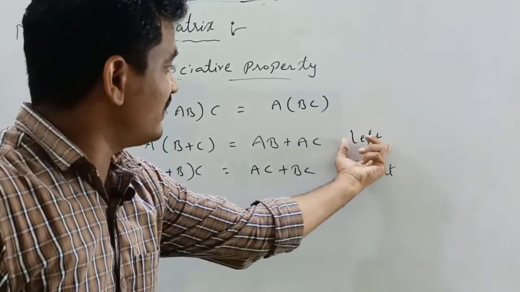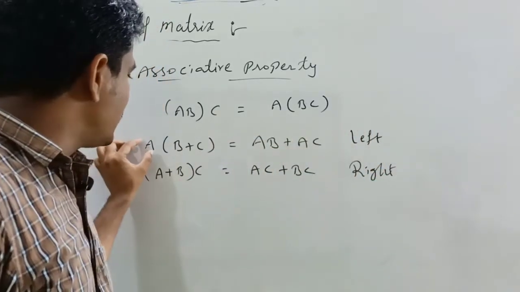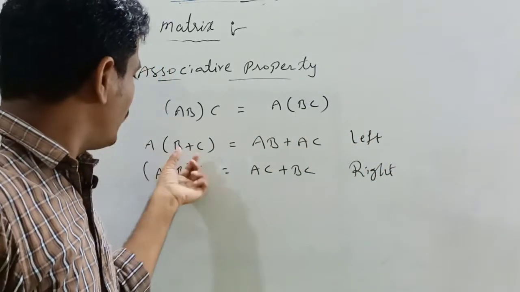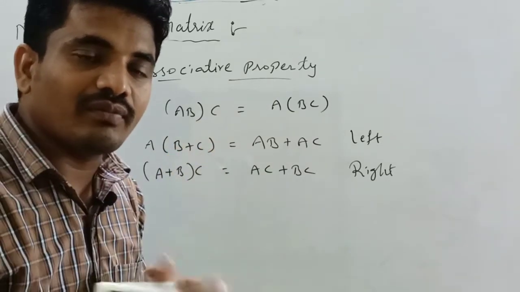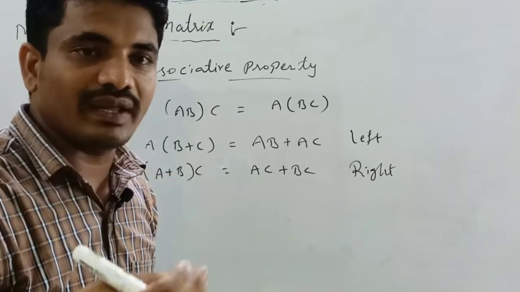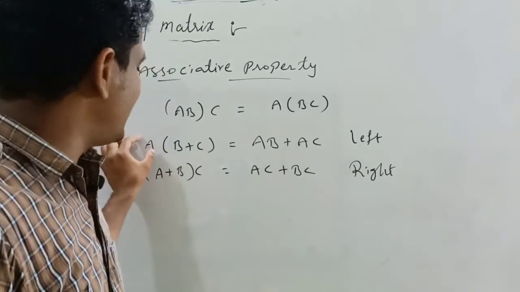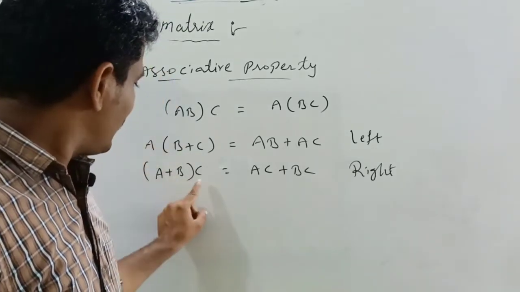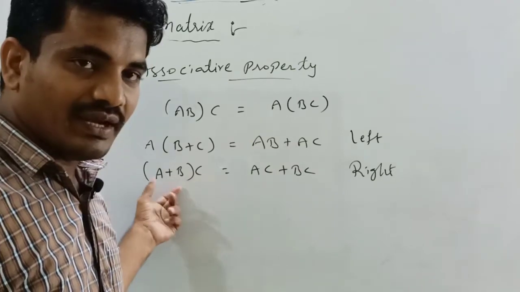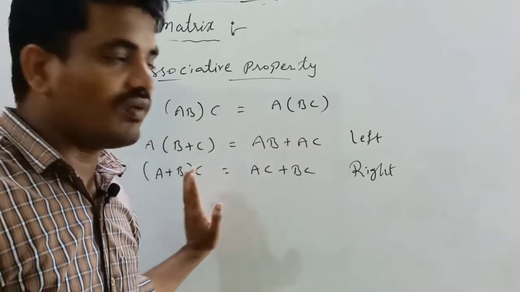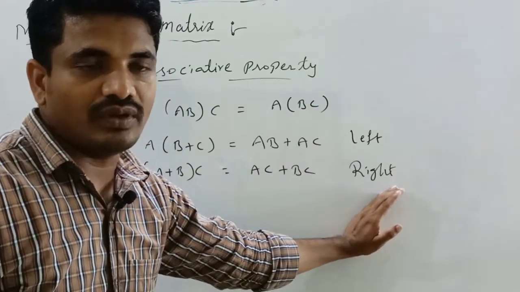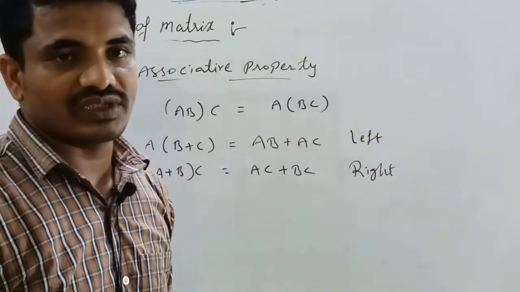Why do we call this a left distributive law? So A is on the left side and B + C is inside. The matrix with which we are multiplying is on the left side. But in this one, we are multiplying with C. A and B are multiplying with the C. This C is on the right side. That's why we call this a right distributive law and the other we call left distributive law.